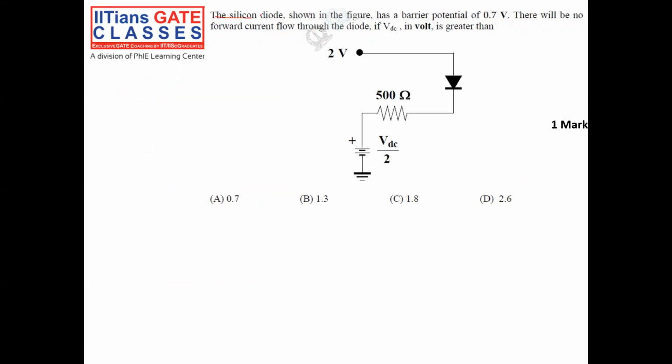In this question, the silicon diode shown in the figure has a barrier potential of 0.7. The meaning of barrier potential is that if the voltage across the diode, V anode minus V cathode, is greater than 0.7 volt, then it will conduct. There will be no forward current flow in the diode if VDC is greater than what? In other words, what is the VDC voltage that will make my forward current zero, that is, make my diode reverse biased? We know the current in a diode is approximately zero when the diode is reverse biased. So we have to find the DC voltage VDC at which my diode will be reverse biased, which will make my forward current zero.